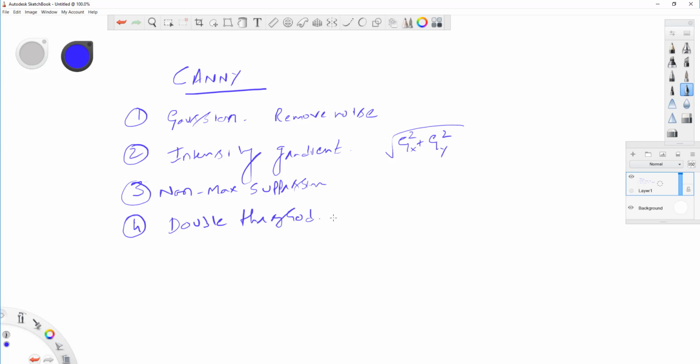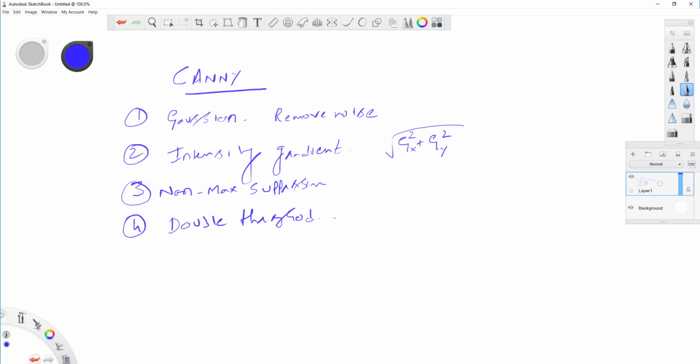This is where, if you ever used Canny in Python, you probably supplied two values for the threshold. This is exactly what you're doing. This double threshold actually determines the potential edges. So this is what the double threshold step actually does.